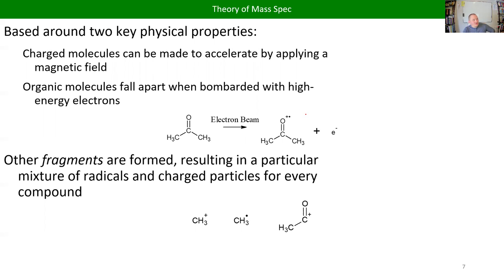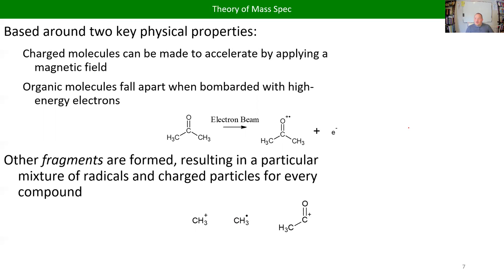Because all a mass spec does is take your sample and pass it in front of a really high energy electron beam. You literally fire these super high energy electrons at your compound. And when those electrons hit it, if they happen to hit it in the right way, you can knock another electron off of it.